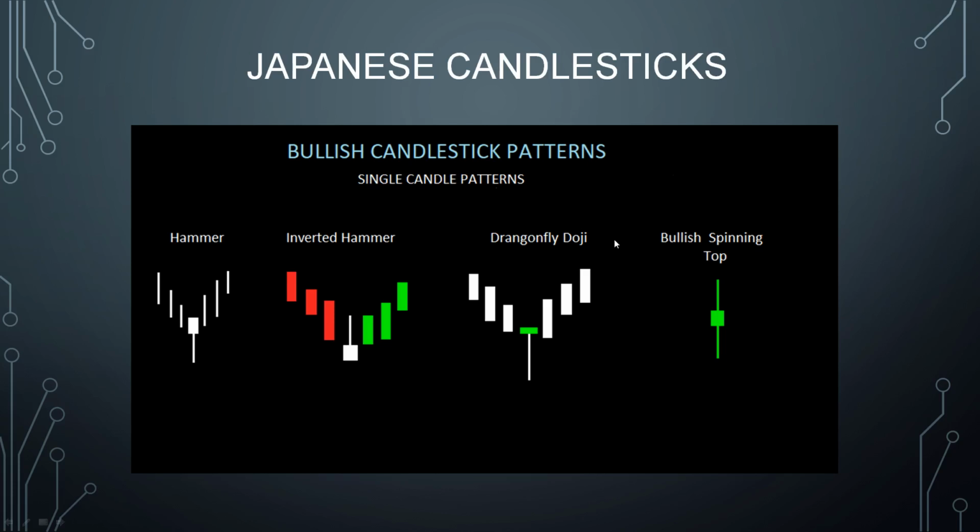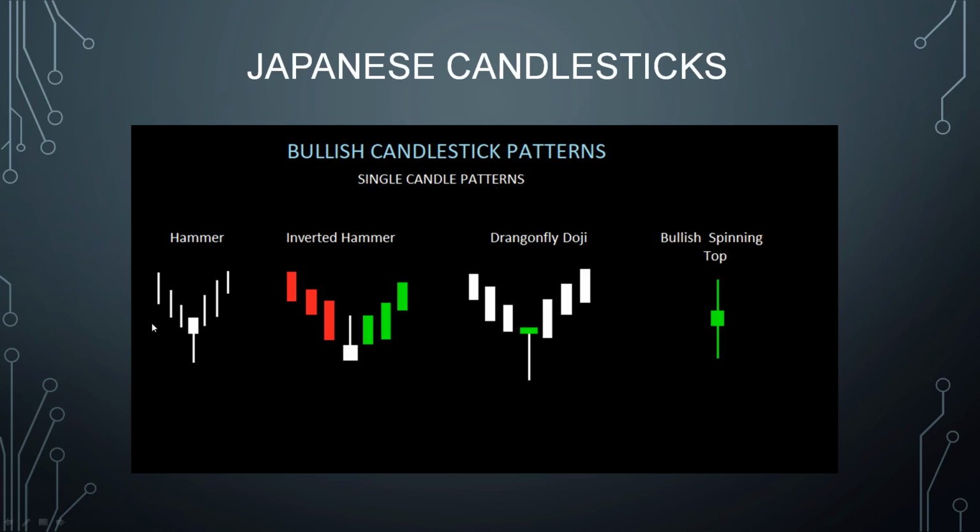Single candlestick patterns, which show a bullish reversal type pattern. The white candles here just denote that there's no real significance or importance on the color of the candle going in or out of the main candle pattern. So for a single candle pattern, we're looking at this one main candle in the middle here. Okay, so we've got the hammer, we've got an inverted hammer, a dragonfly doji, and a bullish spinning top.